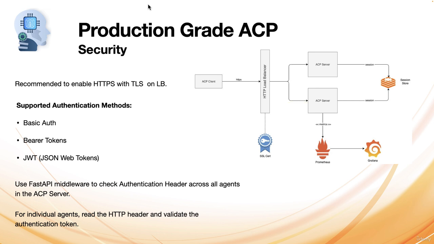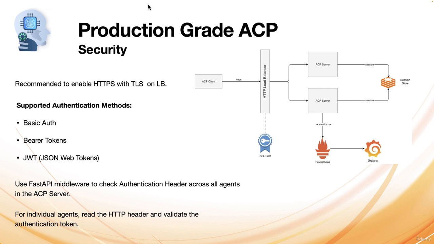If you don't want to use a load balancer for any reason, or if you want the traffic between your load balancer and your ACP servers to be also encrypted, there is no problem. ACP servers can also handle HTTPS traffic themselves. The next thing that we need to cover is authentication. ACP servers can support basic authentication, bearer tokens, and JSON Web Tokens.